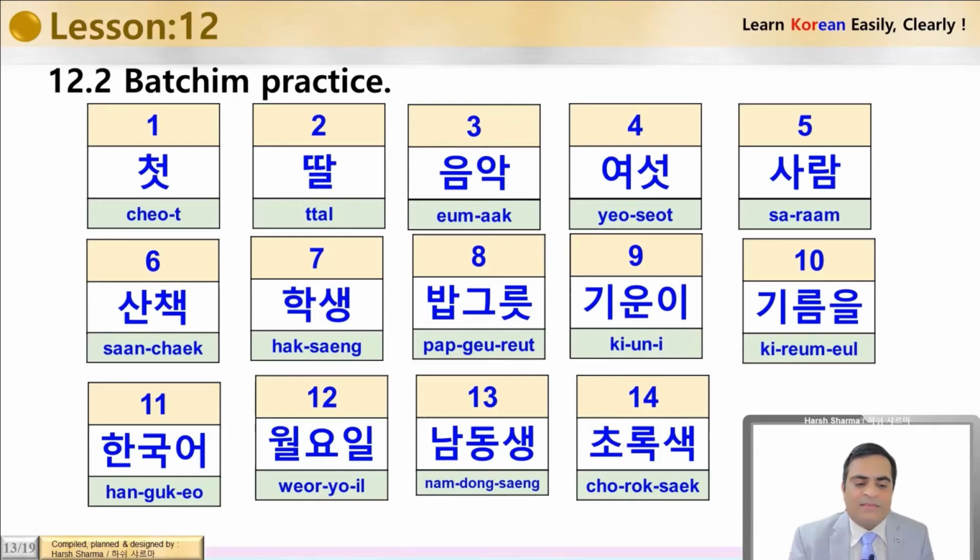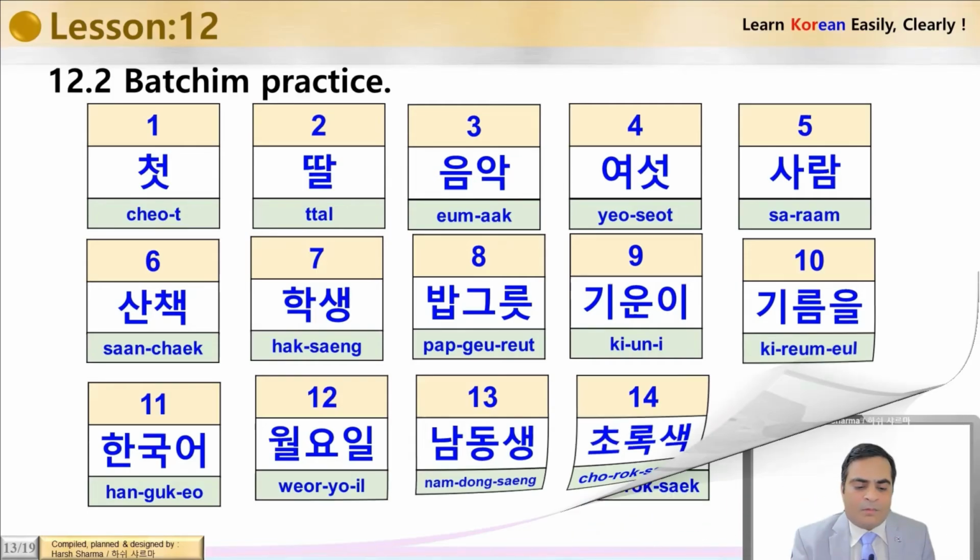Number six, sanchek. Number seven, hakseng. Number eight, hapkrit. Number nine, kyuni. Number 10, kiramal. Number 11, hangugo. Number 12, waryo-il. Number 13, namdong-seng. Number 14, chorok-seng. So I hope now you are a little confident and you are feeling comfortable doing the Korean words which have the Pachim.